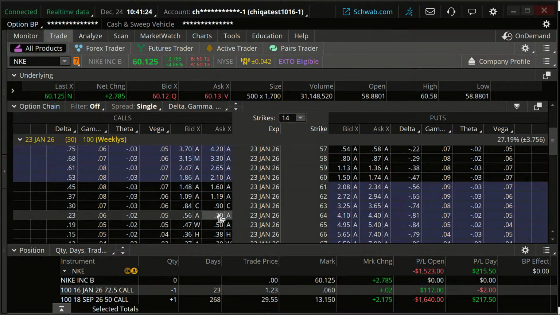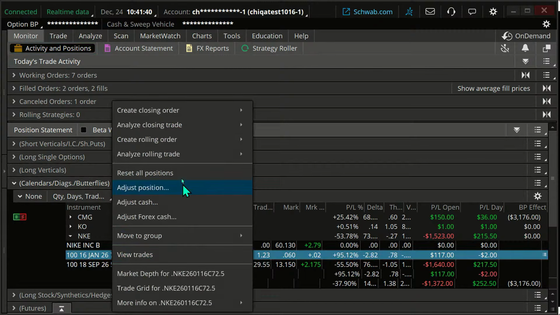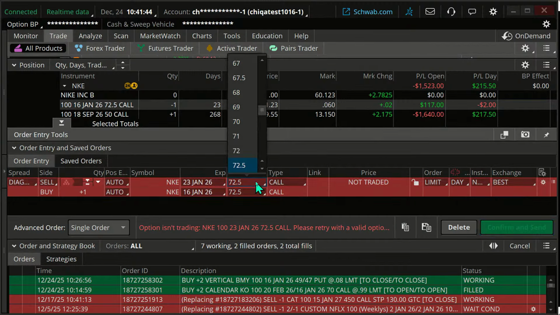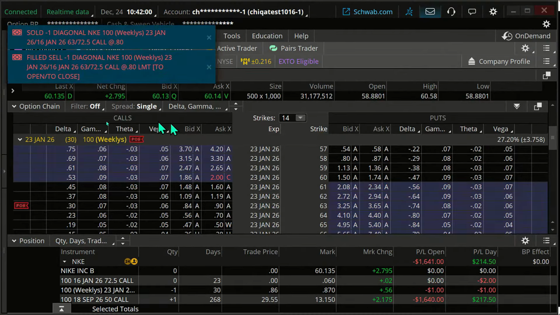I'm going to go down to about 30 delta. Let's go to that 63. So I'm going to roll to about 30 to 35-ish delta. I'm going to right click on it, create a rolling order. Now, let me just do this before I forget. 63. That's going to bring about an $81 credit for us. Okay. And we're going to confirm and send. We just move this over just a little bit, confirm and send that. So we rolled that. Okay.